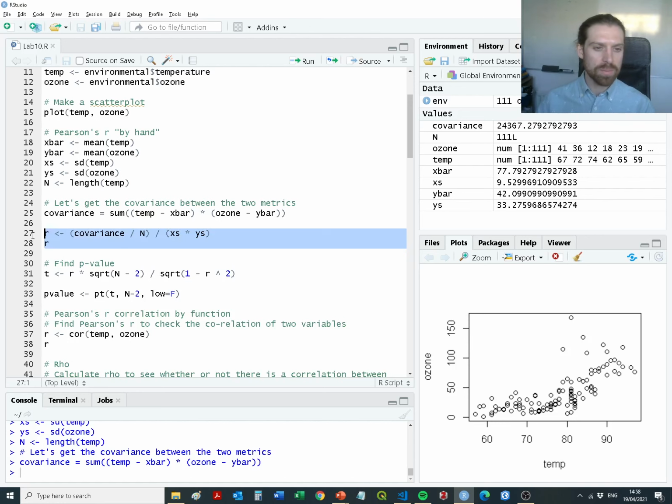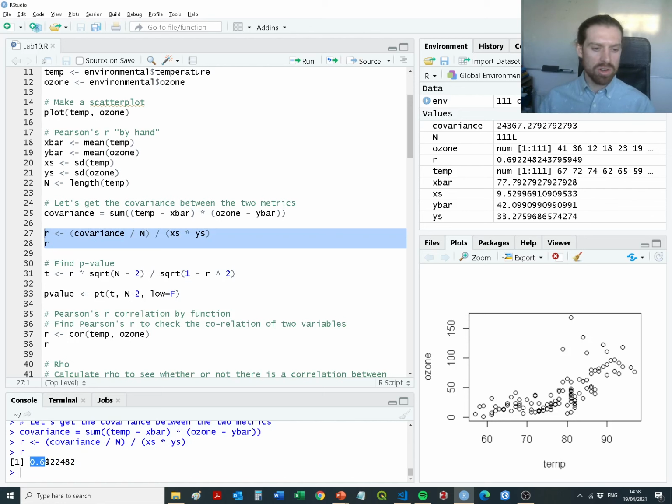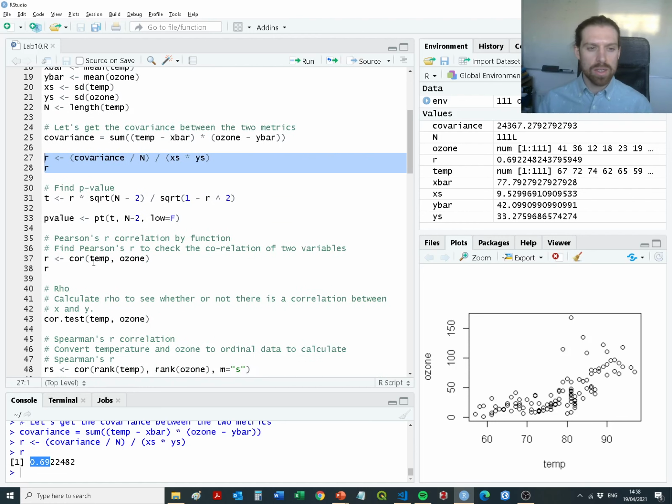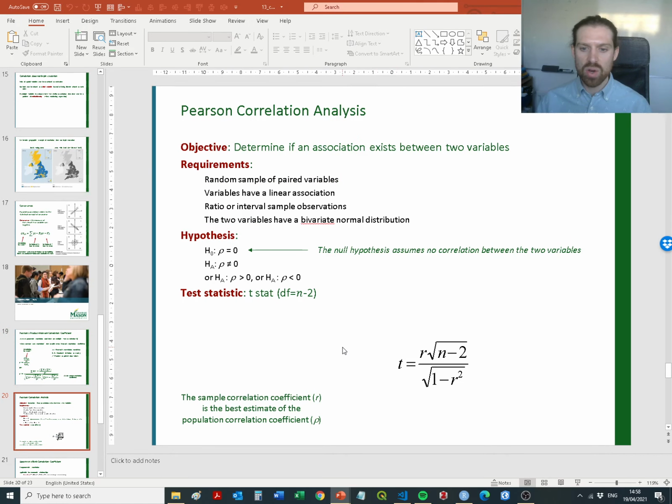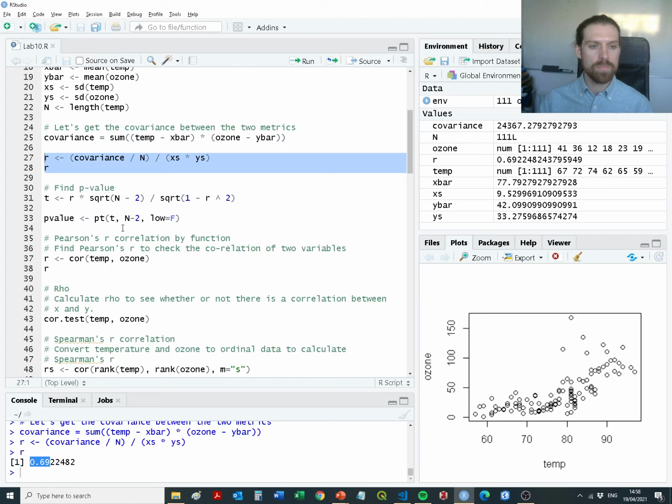And then when we do that, we end up with 0.69, so it's a correlation of 0.69, which is a relatively strong positive correlation, okay? But what we want to be able to do is to actually formally test this. So we want to actually just run through that little test statistic equation so we can get the required t.